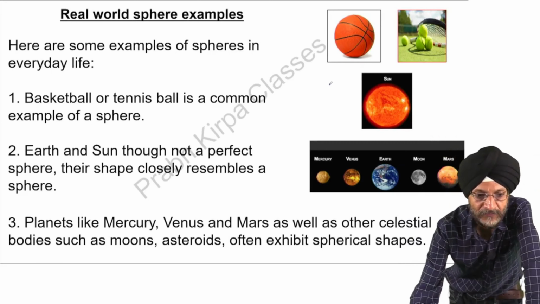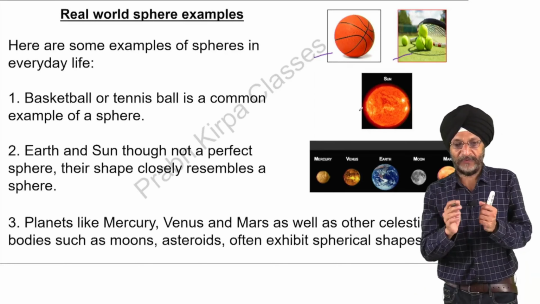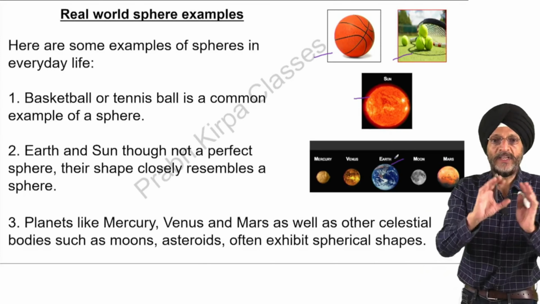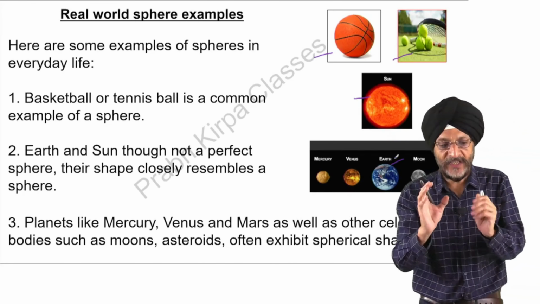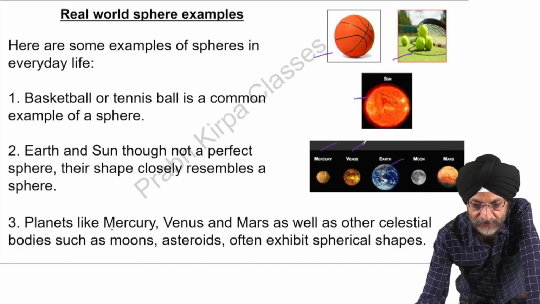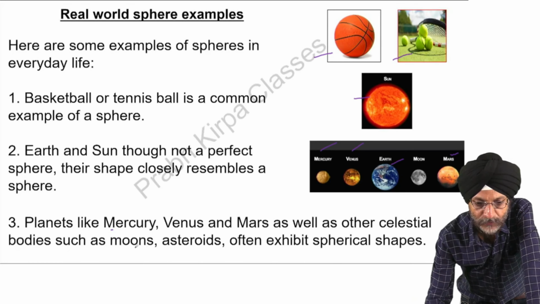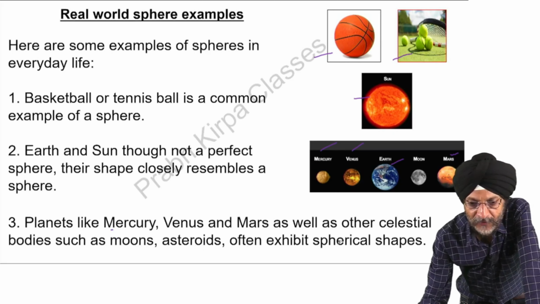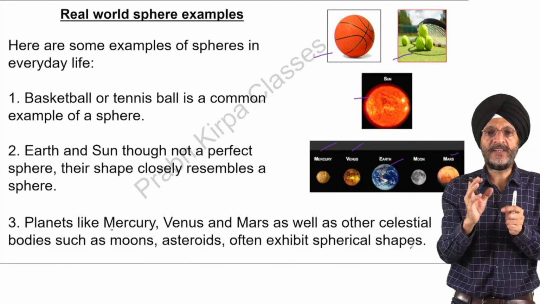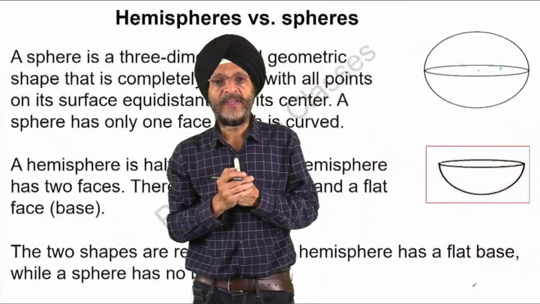You can see here that basketball as well as the tennis ball is the common example of a sphere. Sun and earth, though they are not a perfect sphere, their shape closely resembles a sphere. Planets like Mercury, Venus, Mars, as well as other celestial bodies such as moons, asteroids, often exhibit spherical shapes. Now we have understood what are the real world examples of sphere. Now we will understand the difference between hemisphere and sphere.